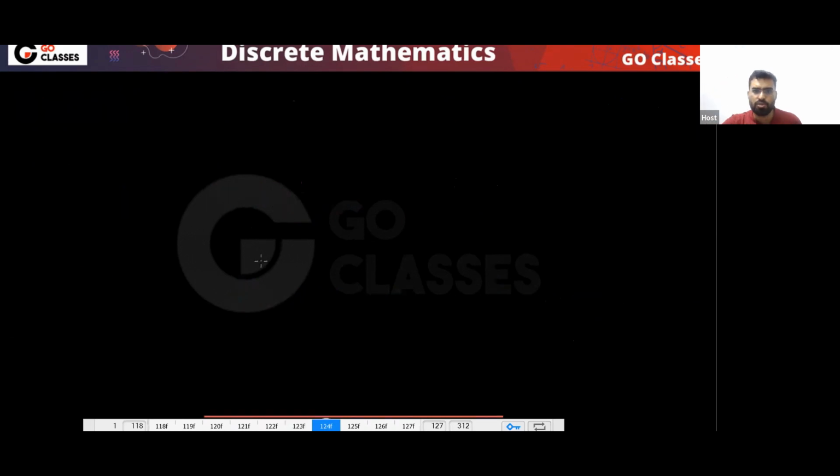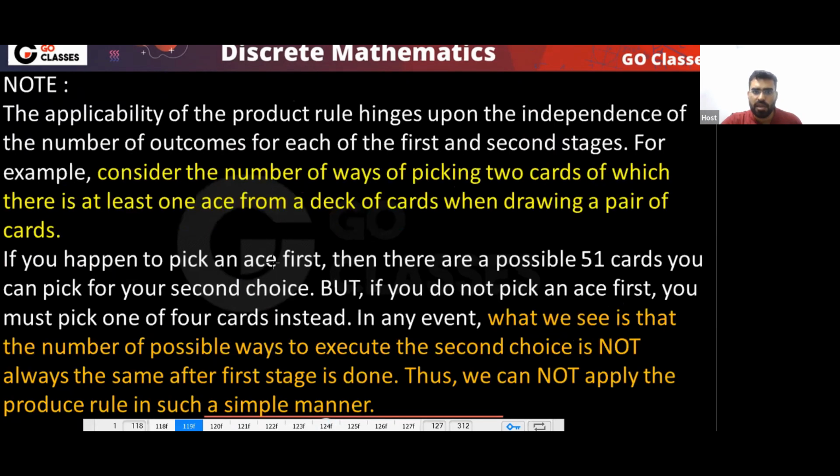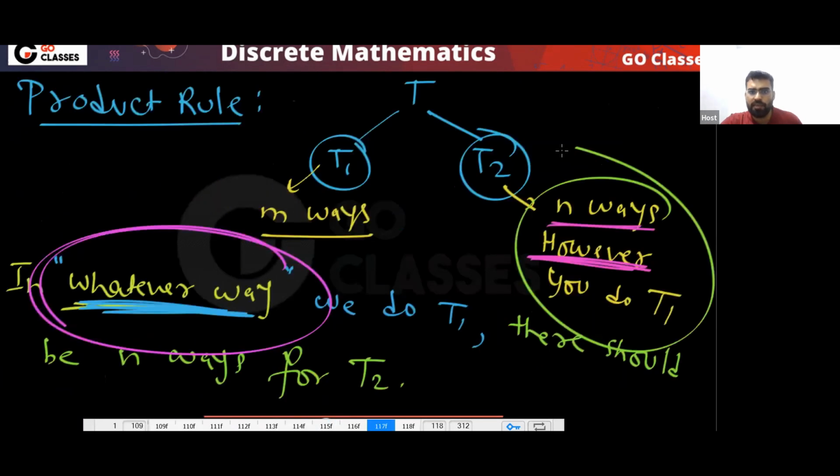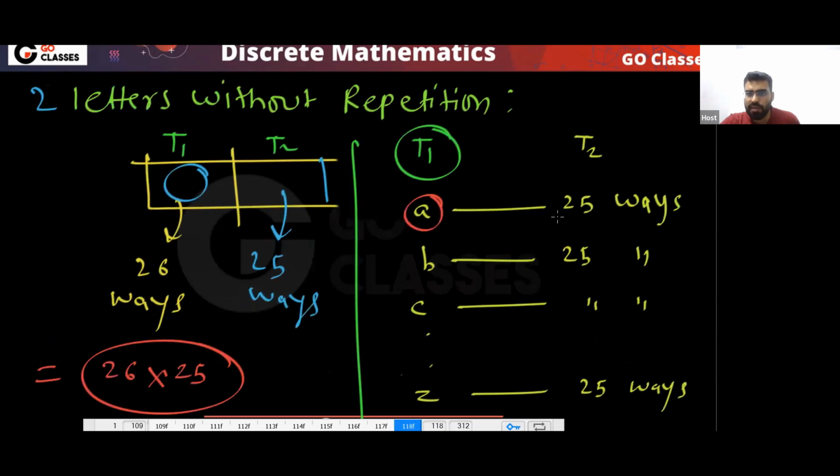But remember the product rule. Please remember this point. When you apply the product rule, you should take care of this thing: whatever way you do T1, in every way there should be n ways for T2. Like in whatever way you do A to Z, in every way you have 25. So in this situation, you can apply the product rule.